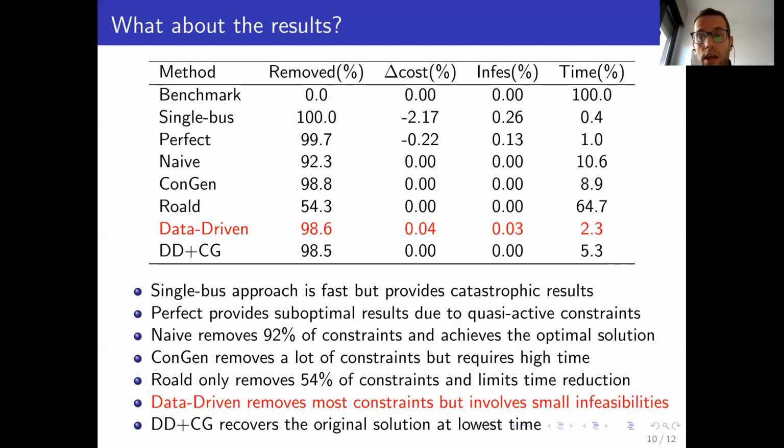The method we propose is the one that reduces computational time to a lower level, but it implies some infeasibilities and some variation in the objective function, but maybe this is good enough for you. If that's not the case, then you can always combine it with the constraint generation alternative, and then you ensure that you are getting the optimal solution in all cases, and the time reductions are also quite acceptable.